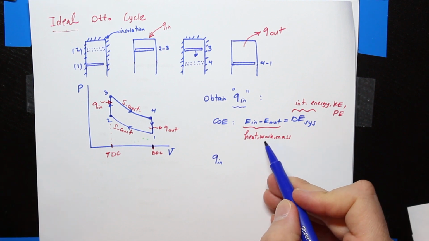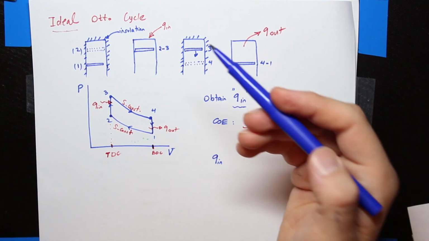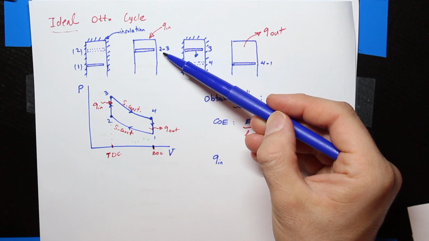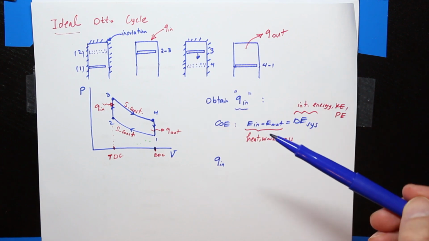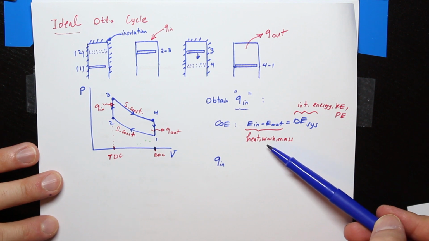What about work? Do we have work here? The answer is no. There is no change in the location of the piston, so there is no boundary work. Don't forget that this work has different forms.